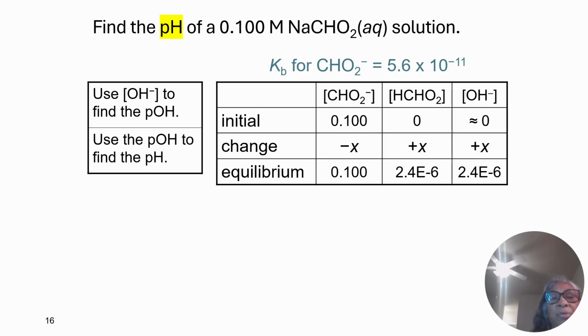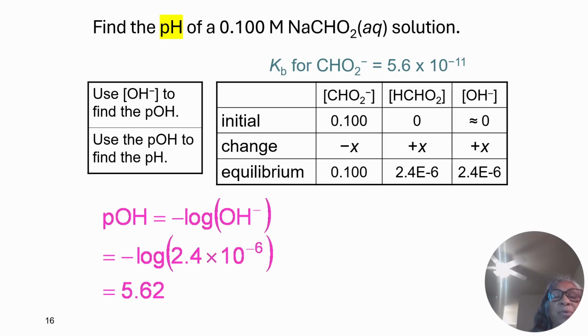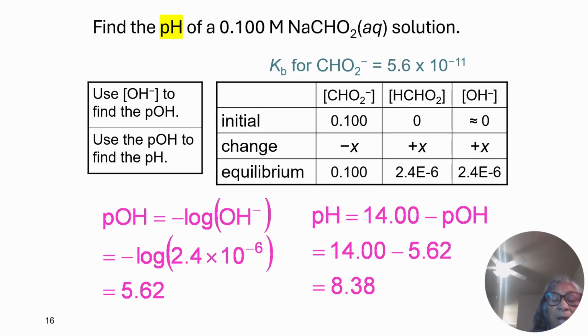An alternate method to calculate the pH is to use the concentration of hydroxide calculated from the ice table. Now we have that pOH is minus the log of 2.4 times 10 to the negative 6. The value is 5.62. And then we calculate the pH as 14 minus pOH. In this case, it is 14 minus 5.62. The value is 8.38. Same answer as we got before.